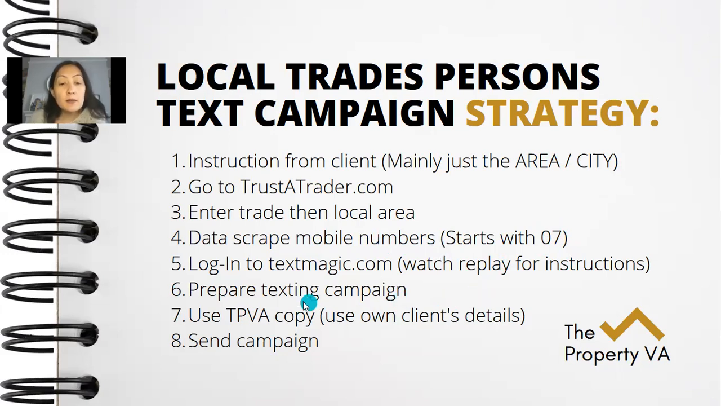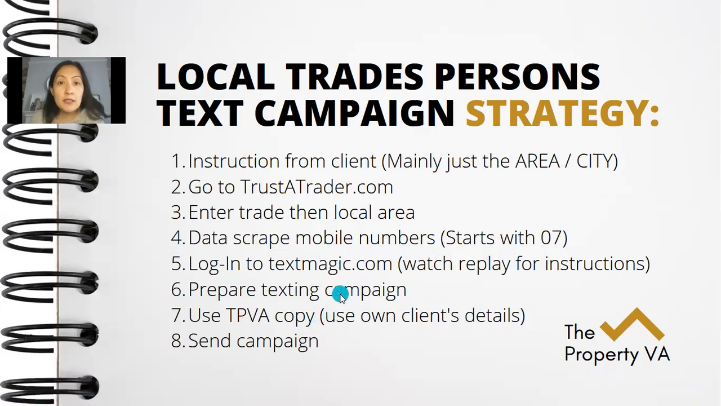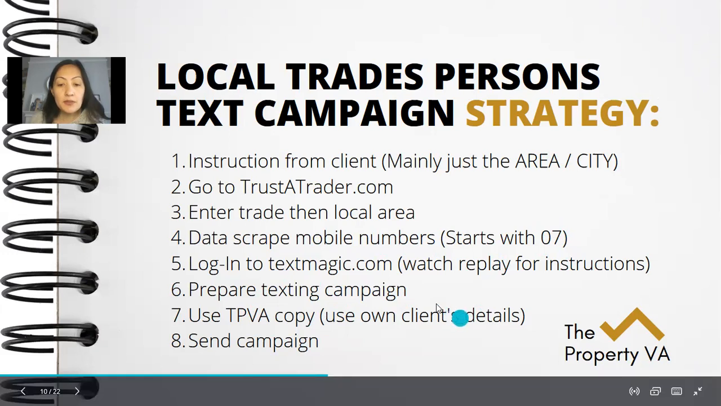Okay. Now we prepare the wording for our text campaign. Again, that's in the Asana board. You can copy and paste. And you do need to change some of the wording, like the area and the name, for example. So do always check with your clients if and how they want to change the wording. Here we go, use your own client's details. And then just click send for the campaign, and that's that.